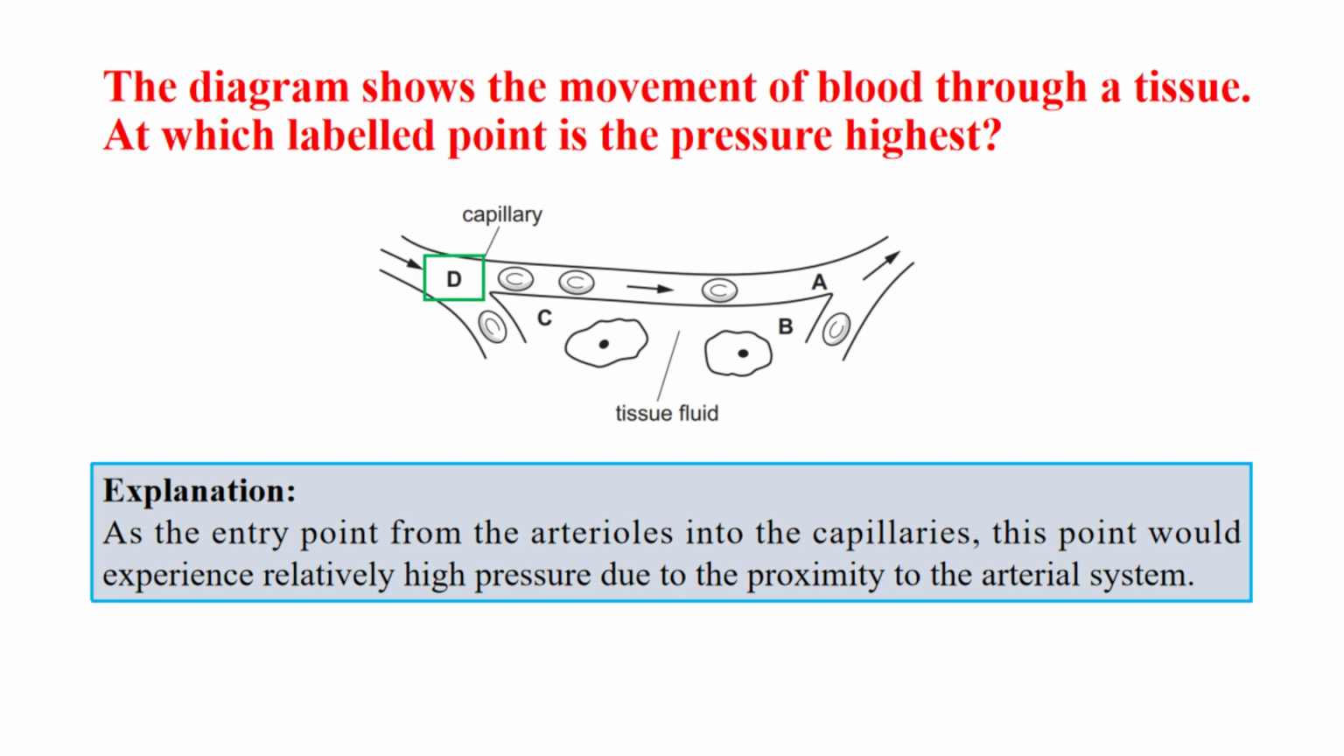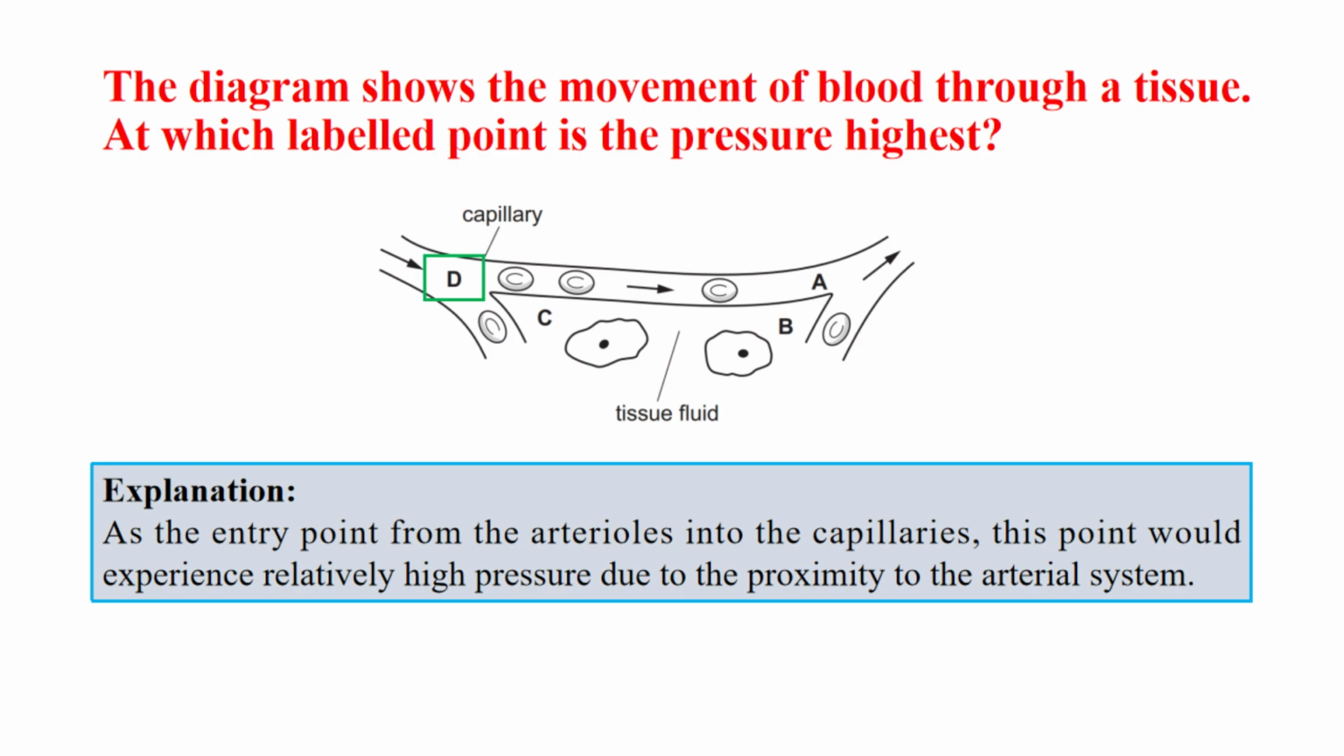As blood flows through the capillaries and into the tissue fluid, the pressure decreases. This is because the resistance in the capillary network causes a drop in pressure as blood moves away from the arterial entry point. Option A, point A is where blood exits the capillary network and moves into the venules or veins. By this stage, the pressure is much lower compared to the entry point because the blood has lost pressure moving through the capillaries and into the veins.